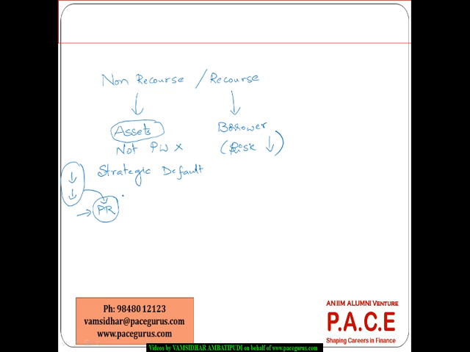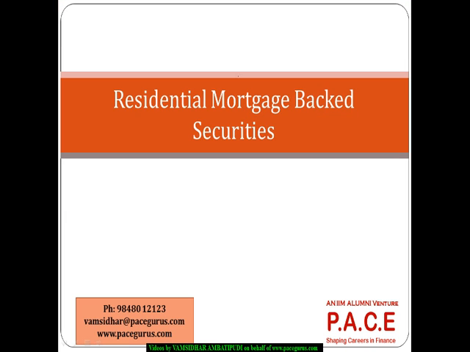So the scope of default is much higher in non-recourse kind of loans compared to a recourse kind of loan. So while getting into a residential mortgage, all these different aspects need to be considered significantly. All right. Now let's look at the residential mortgage-backed securities.